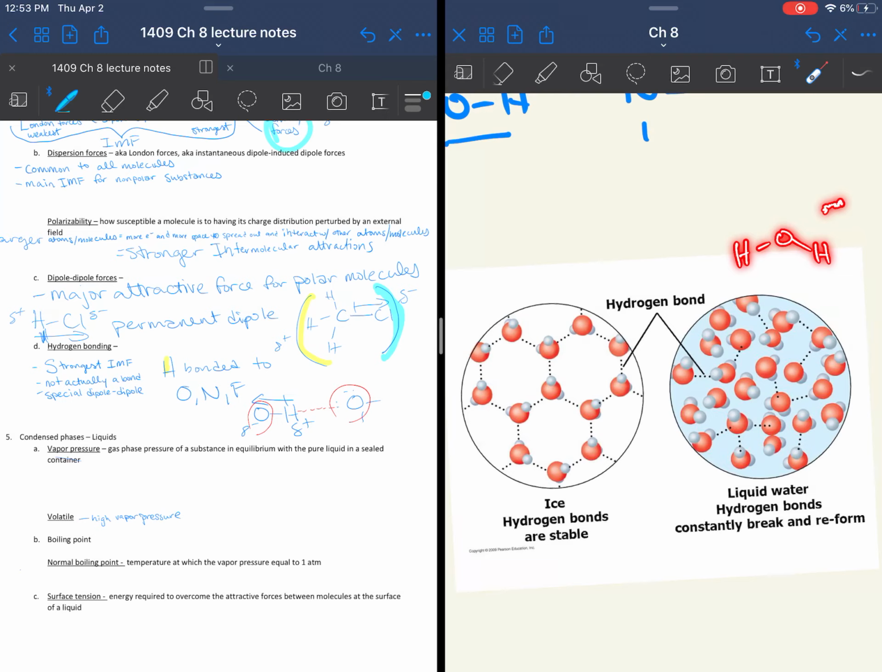Most substances, when they solidify, are going to be more dense, but we know that's not true for water. Water is actually less dense when it freezes. You experience that when you see ice floating, right? Well, why is that?